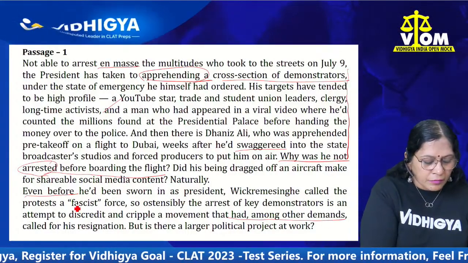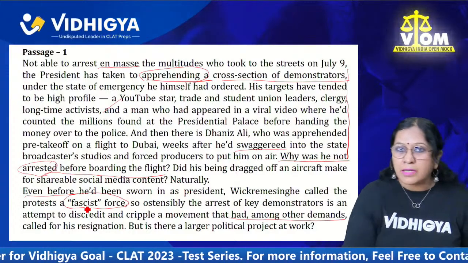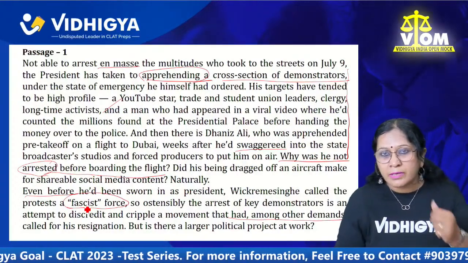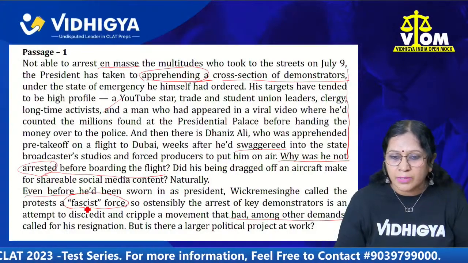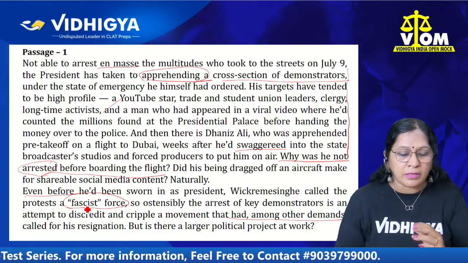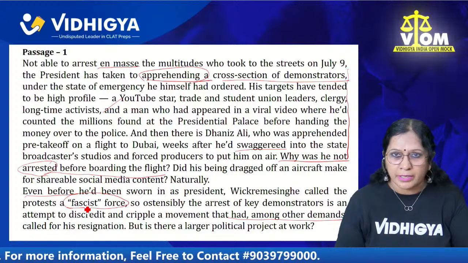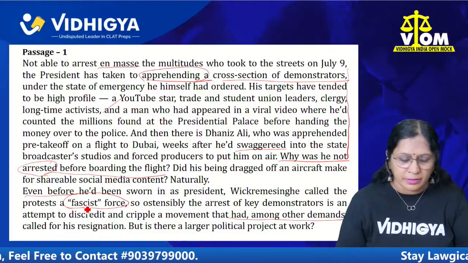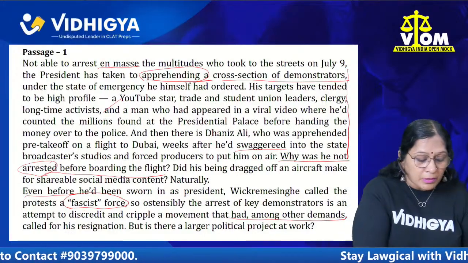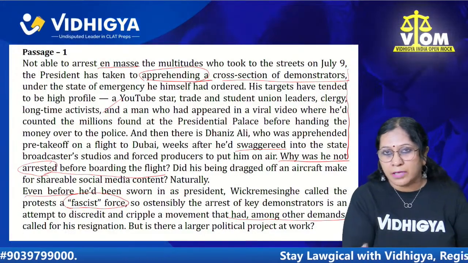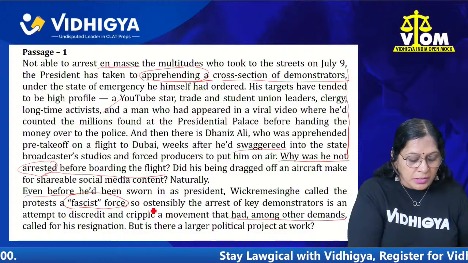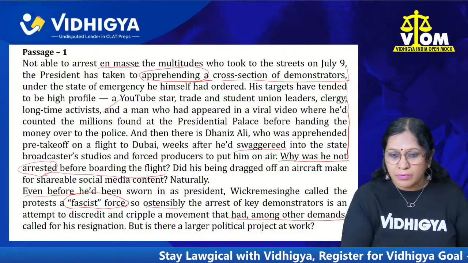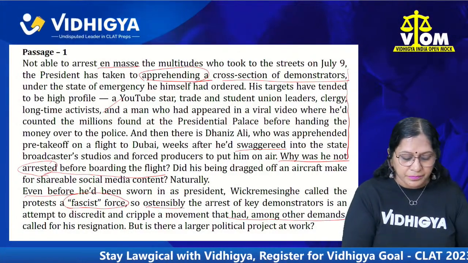Now, a fascist force, if you have read about fascism and Nazism and all, it would be like a very autocratic ruler or tyrant, you can say, and then he would be dominating the people. That is an authoritative, autocratic ruler. That is fascist, where the people are not given much freedom. Ostensibly means something that is clearly visible, apparent, seen.